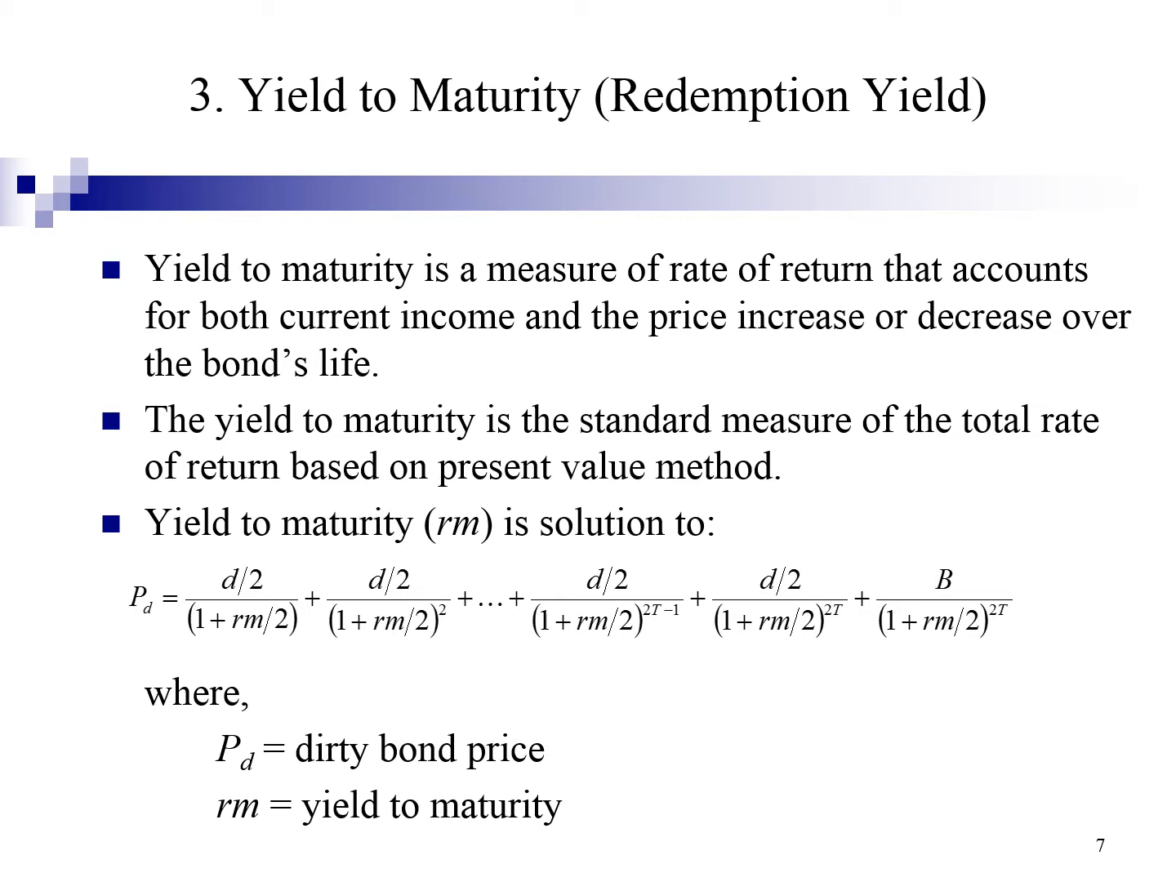From the formula, the yield to maturity is the interest rate that makes the present value of a bond's future payments equal to its current price. So, a bond's yield to maturity is the internal rate of return on an investment in the bond.